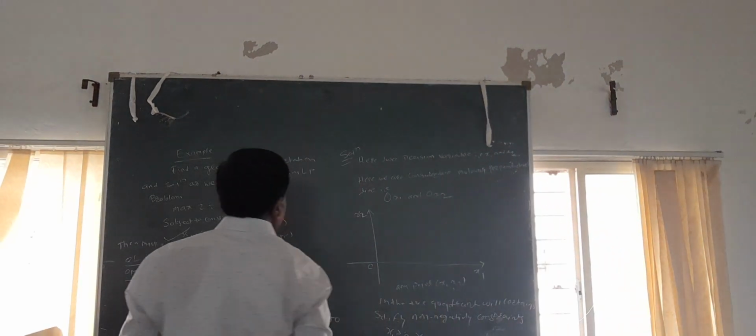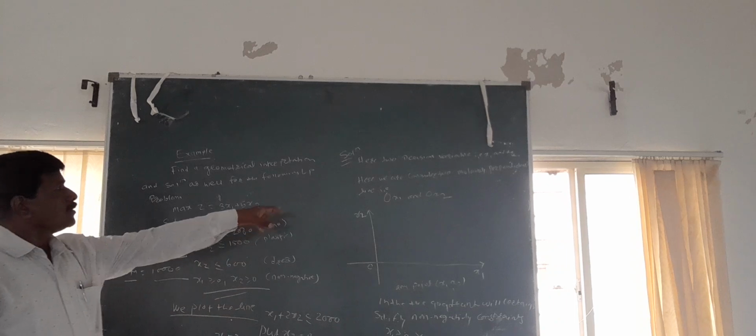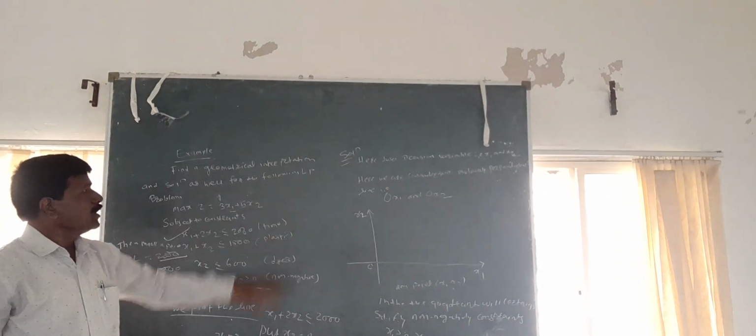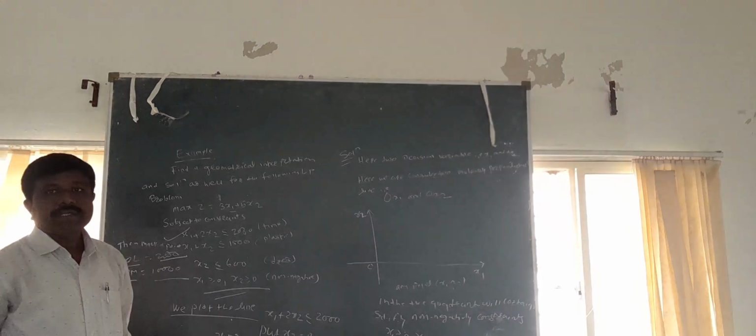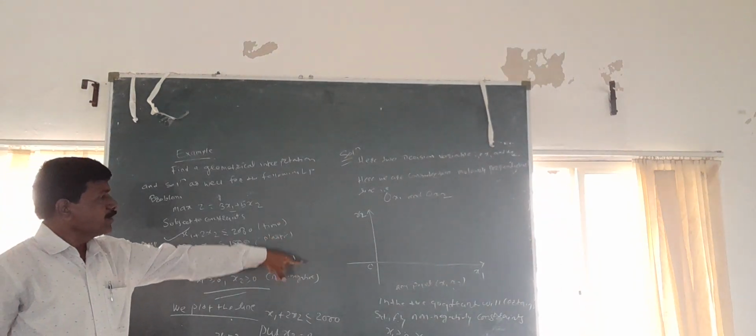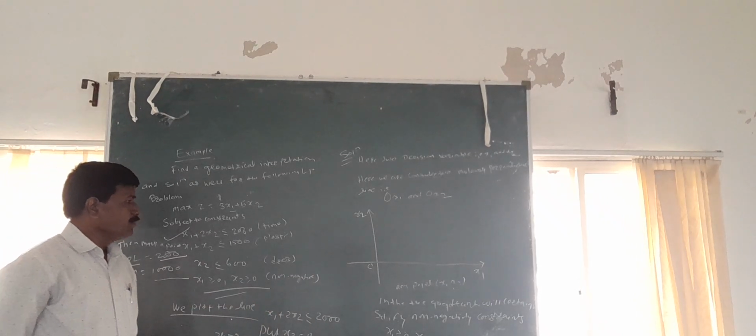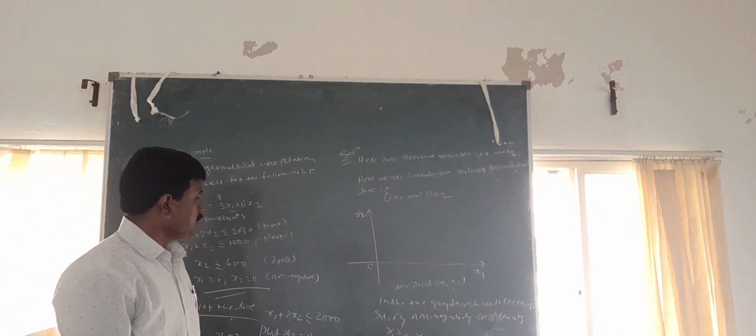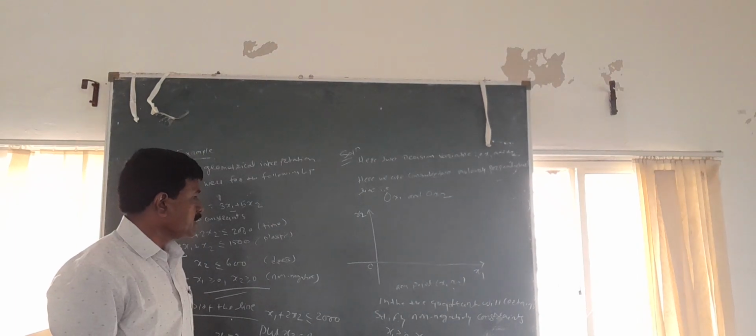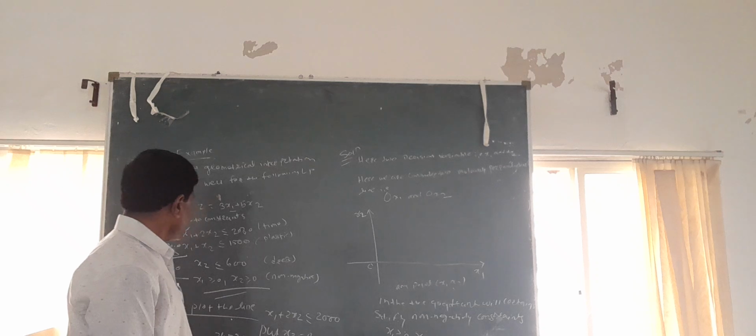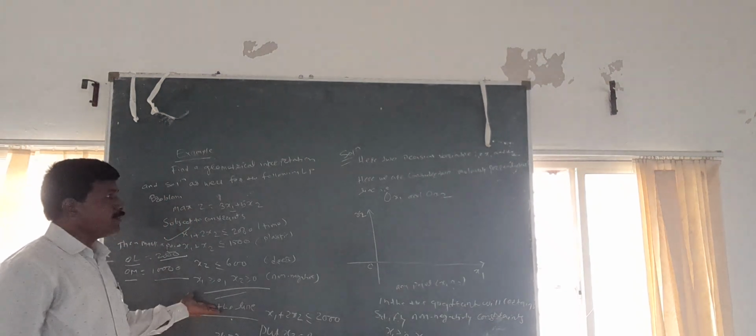Here we have two decision variables, x1 and x2, and we have considered two mutually perpendicular lines, OX1 and OX2. Any point (x1, x2) in the positive coordinate will satisfy the non-negativity constraint, that is x1 greater than or equal to 0 and x2 greater than or equal to 0, and then we plot the line.